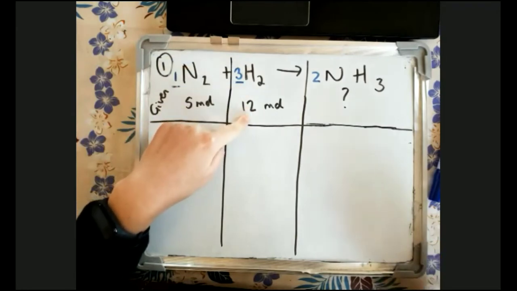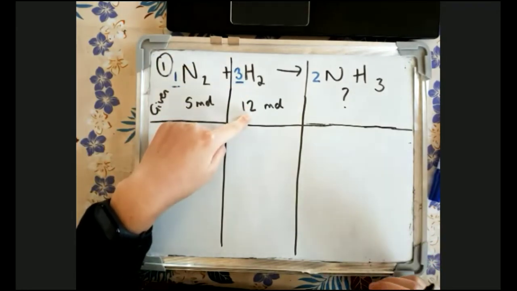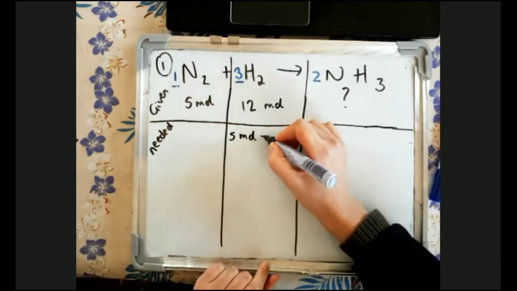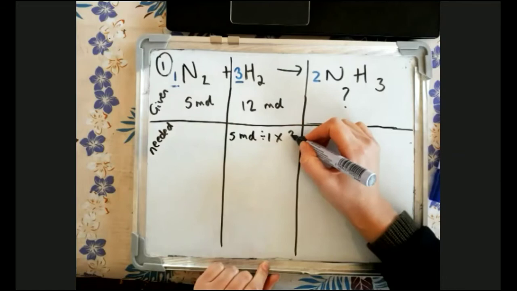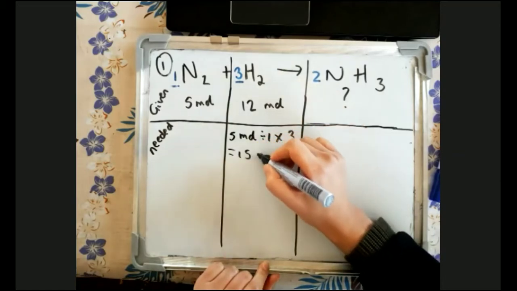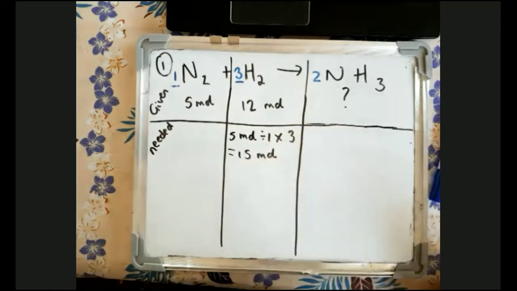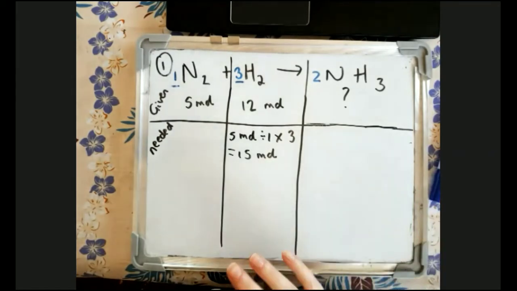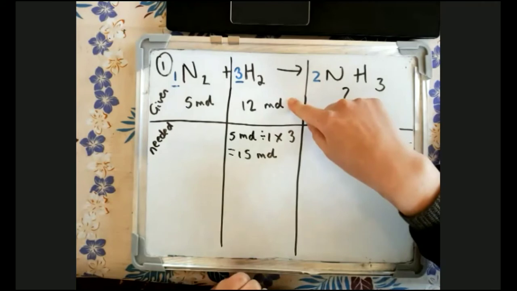So I've got a bit of a problem. I wasn't given 15, I was only given 12 mole. Okay, but let's write that down. 5 mole divided by 1 times 3, which gives me 15 mole. Now just be careful to distinguish between what was actually physically given to you and how much you need in theory. So I was given 12 mole, but I need 15.